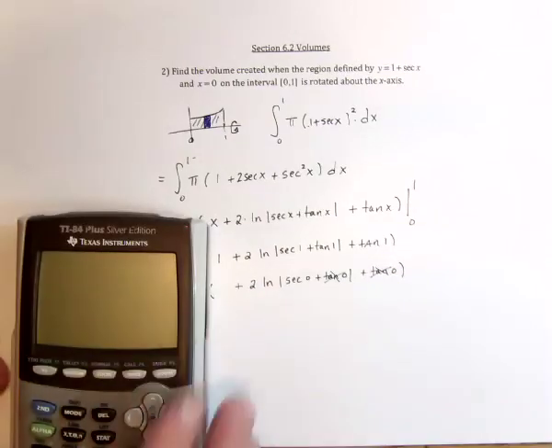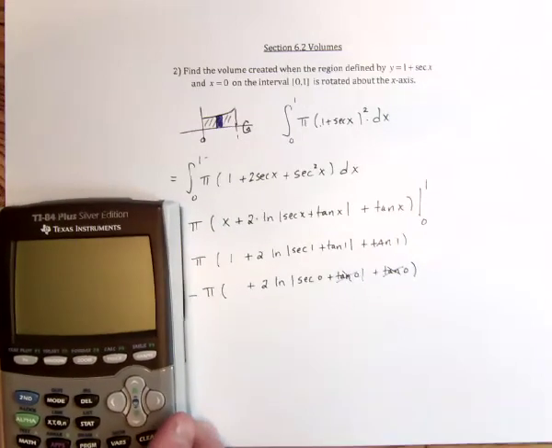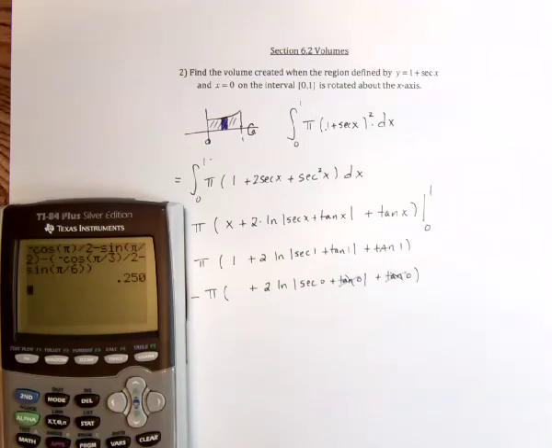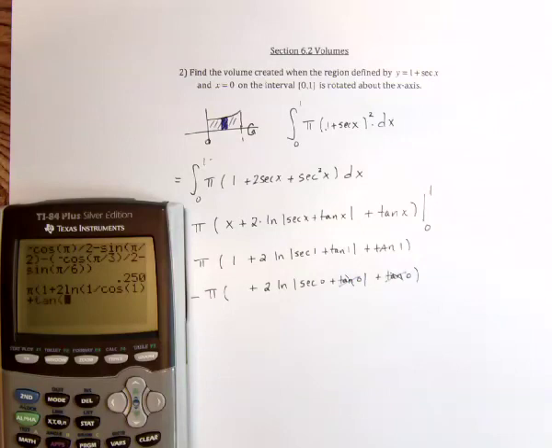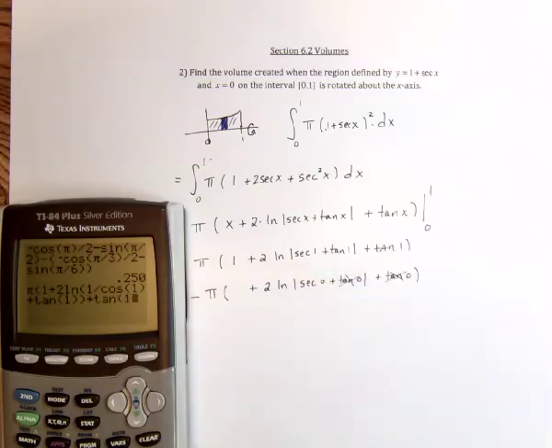Okay, so then make sure that the calculator is in radians, and we've got a pi times 1 plus 2 times the natural log of secant. So that's going to be 1 divided by cosine of 1. So that's that one right there. And then plus tangent of 1. And then close the parenthesis for natural log. So we're up to that right there. And then plus the tangent of 1.